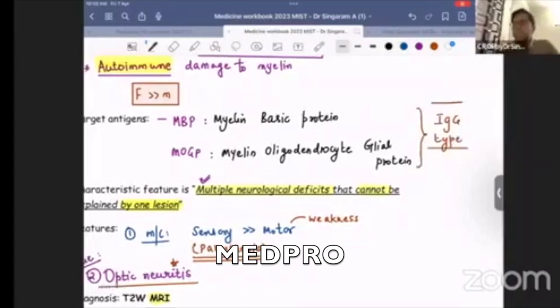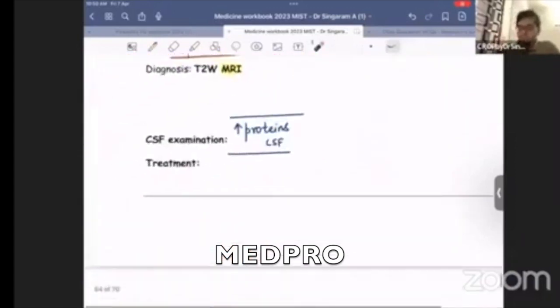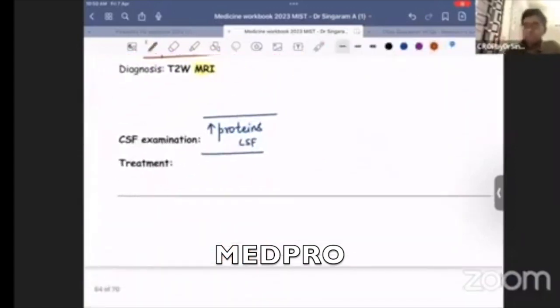So if you take the CSF and analyze it, the protein level will definitely be increased. Protein levels are increased due to increased levels of antibodies only. What type of antibody you get? This is what you have to remember: it is IgG type of antibody. How do you pick up that it is only IgG type of antibody? In the CSF analysis, you have to do a test called what? How do you separate the proteins in the CSF or any fluid for that matter, even in blood? You do electrophoresis.